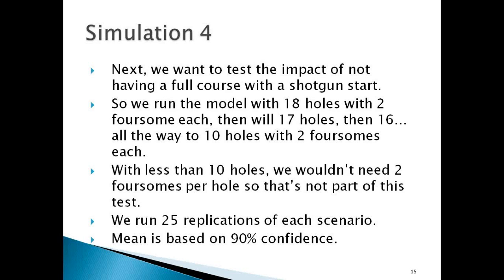We don't need to go to less than 10 holes, because if we have less than 10 holes, we would need more than 2 foursomes per hole. So that's not part of this scenario. So what I've designed is an experiment where I run 25 replications of each of those scenarios, and I calculate the mean based on 90% confidence.